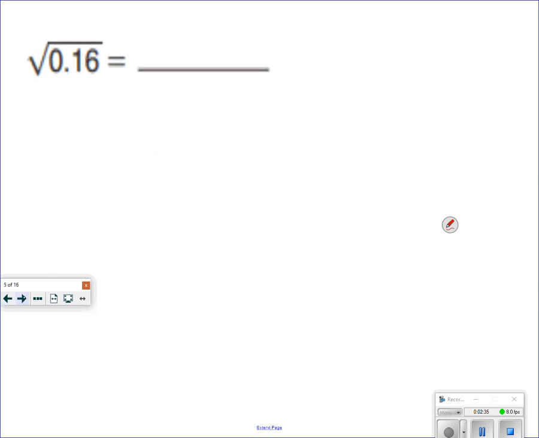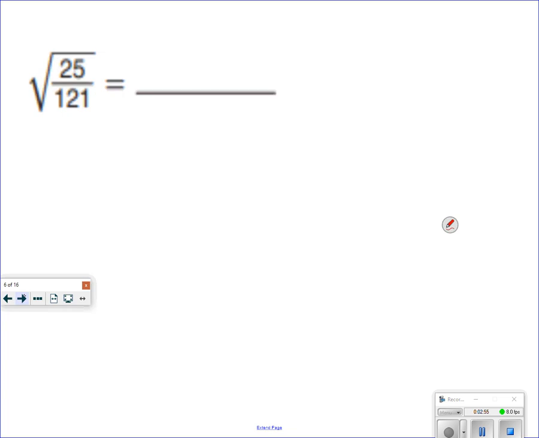Next problem here. We got 0.16, okay? What would be the square root of 16? It would be 4. So what do you think the square root of 0.16 is? Maybe it's 0.4. Let's try it out. We're going to do the square root button, 0.16, close parentheses. What does it equal? It equals 0.4.